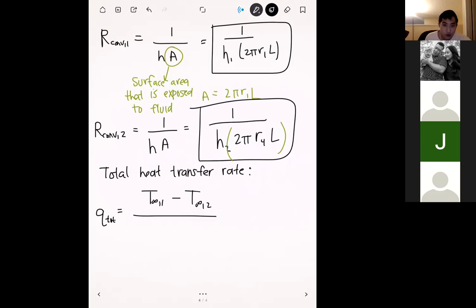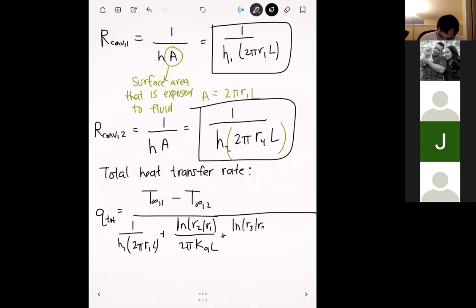We have five resistances here, so let's go ahead and write down all of those expressions. Our first resistance is R convection 1, and that's 1 over h1 times 2 pi R1 L, plus. Next we have the conduction resistance for layer A, which is ln of R2 divided by R1, divided by 2 pi kA L. Next, the conduction resistance for layer B, which is ln of R3 divided by R2, divided by 2 pi kB L. Then the conduction resistance of layer C, which is ln of R4 divided by R3, divided by 2 pi kC L.